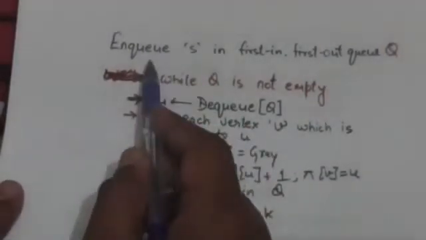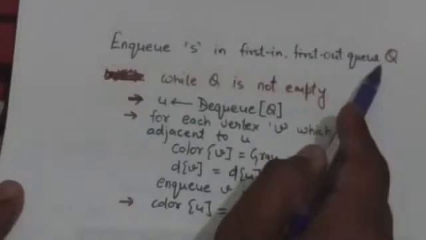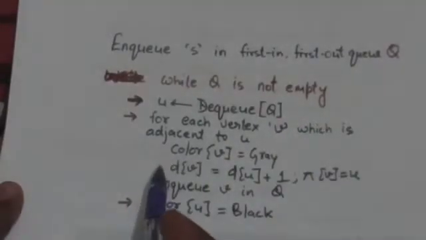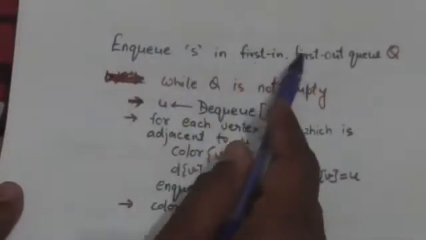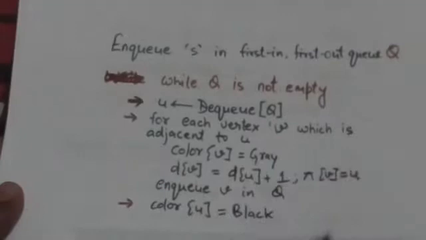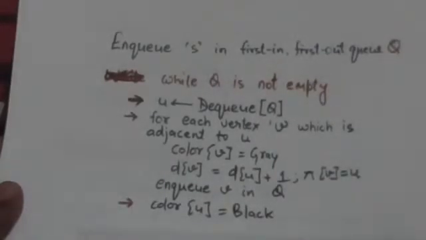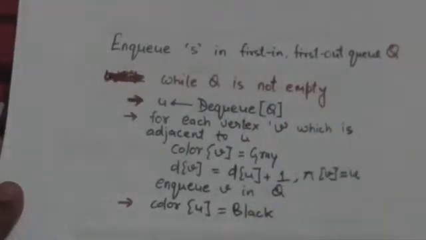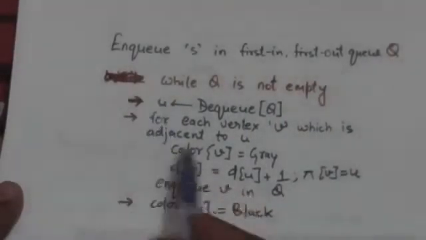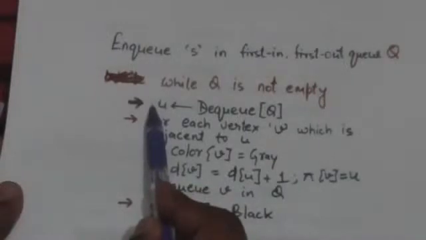Now we will use a queue Q. First of all, we will enqueue the source vertex S in this first in first out queue. Now, until this queue becomes empty, we will repeat this procedure. First, we will dequeue a vertex from Q. Let this vertex be u.